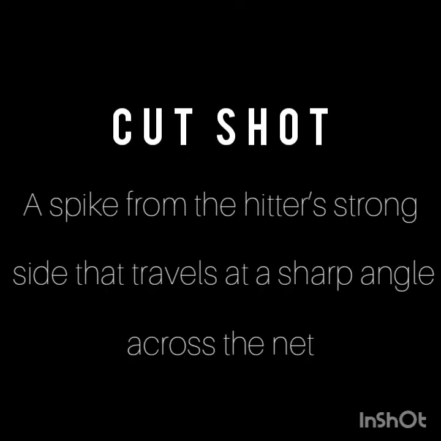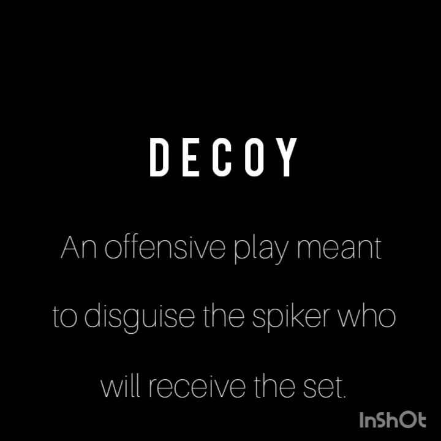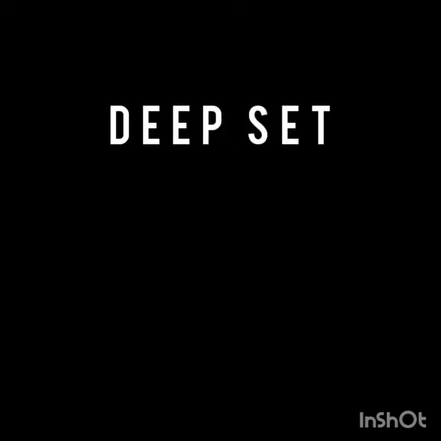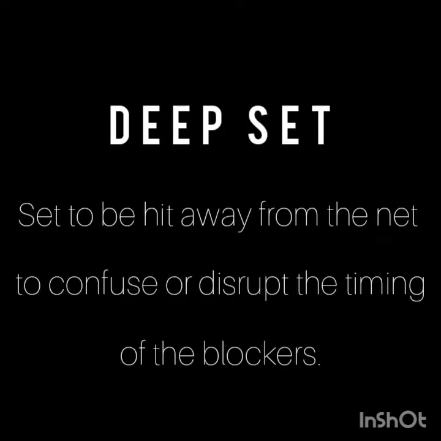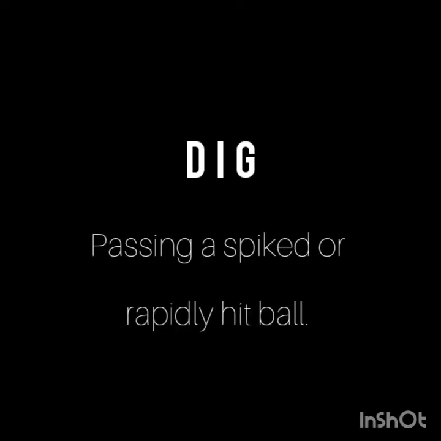Cross shot. A spike from the hitter's strong side that travels at a sharp angle across the net. Decoy. An offensive play meant to disguise the spiker who will receive the set. Deep set. Set to be hit away from the net to confuse or disrupt the timing of the blockers. Dig. Passing a spike or rapidly hit ball.